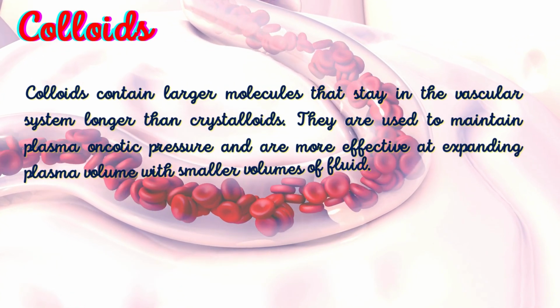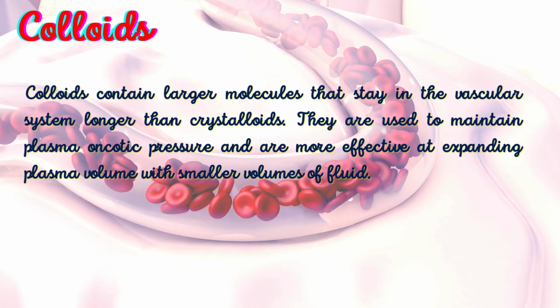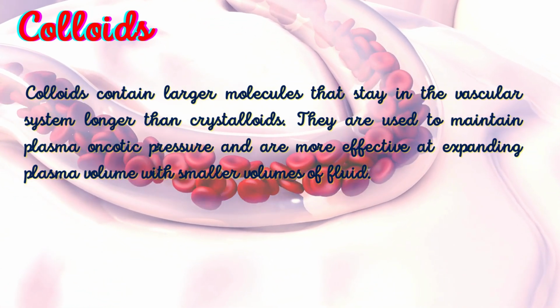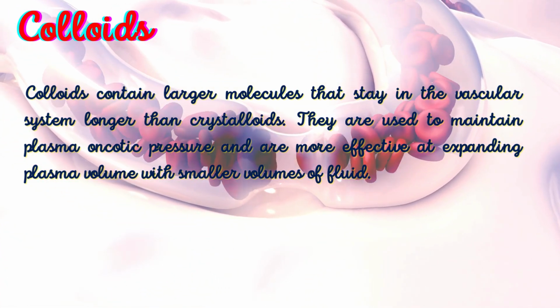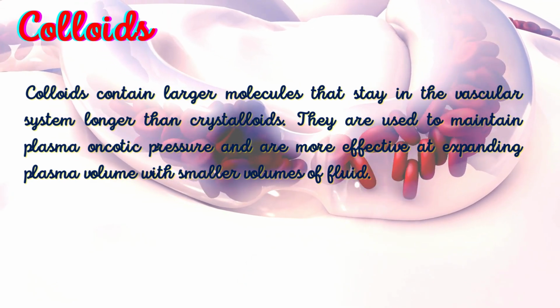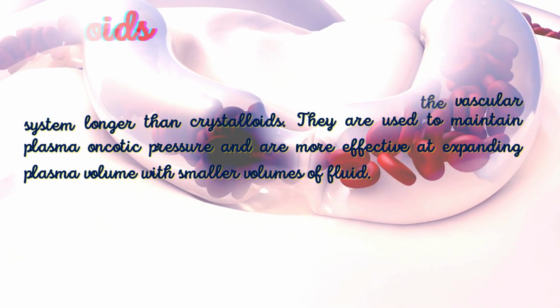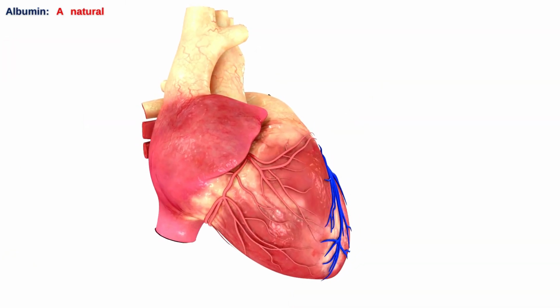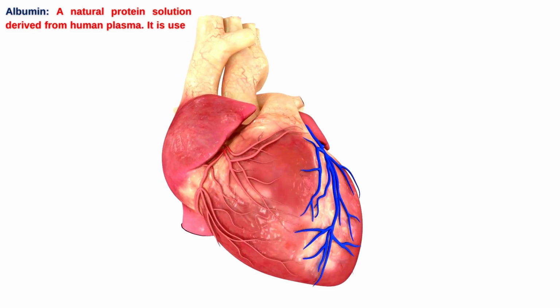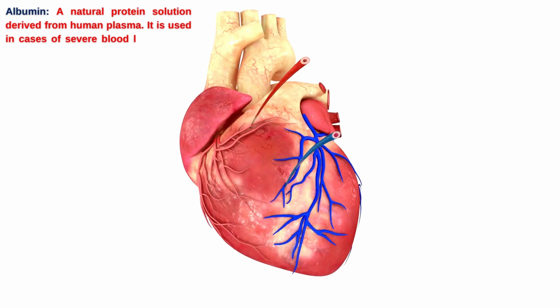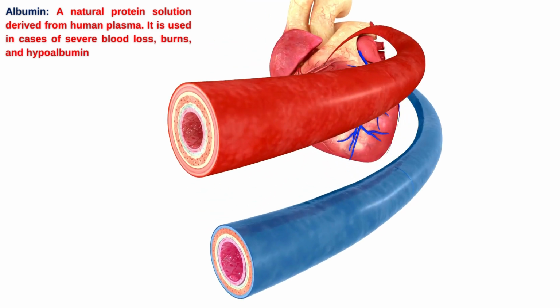Colloids contain larger molecules that stay in the vascular system longer than crystalloids. They are used to maintain plasma oncotic pressure and are more effective at expanding plasma volume with smaller volumes of fluid. Common examples include: 1. Albumin, a natural protein solution derived from human plasma. It is used in cases of severe blood loss, burns, and hypoalbuminemia.